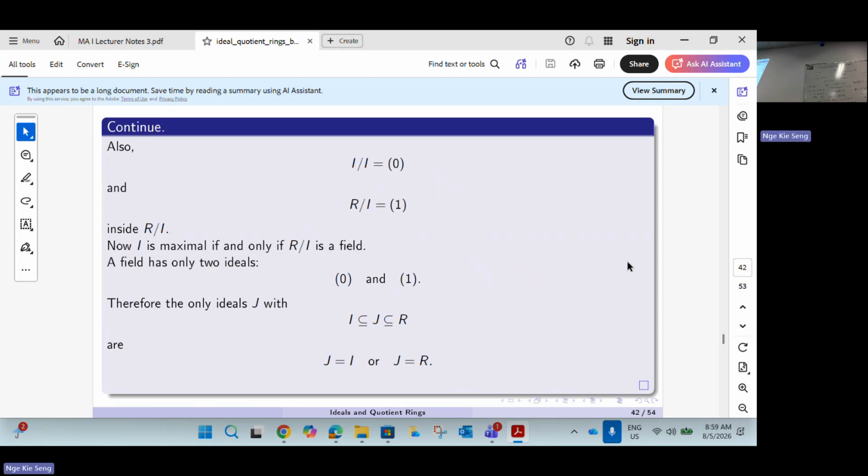Because either you only have 0 or you have all, because a field has inverses, right? If you have an element in the ideal, you also have its inverse. Inverse times the element is also in the ideal, right? And then 1 is in the ideal, and everything is in the ideal. Okay. I think the more important one is this.